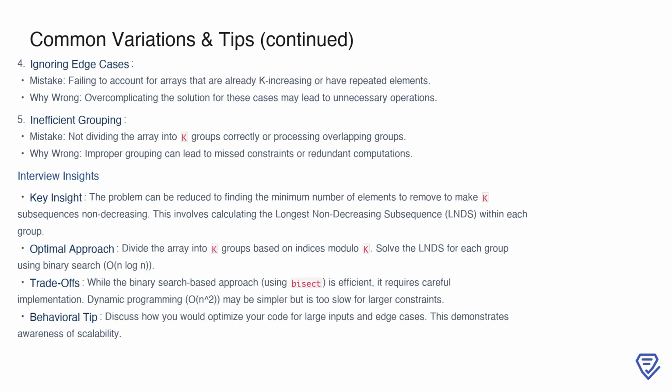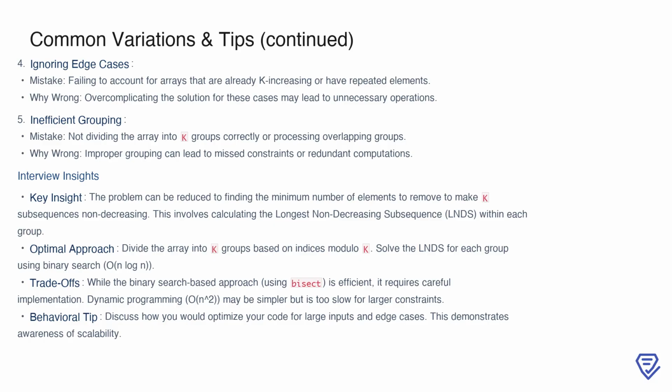Now, let's consider a few more challenges and insights. Ignoring edge cases is another common issue. For example, you might overlook arrays that are already k-increasing or contain repeated elements. Overcomplicating these scenarios can lead to unnecessary operations and inefficiencies. Inefficient grouping is also something to watch out for. If the array isn't divided into k groups correctly, or if you process groups that overlap, you might miss important constraints or perform redundant computations.